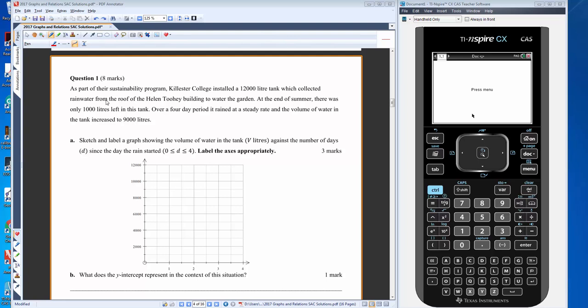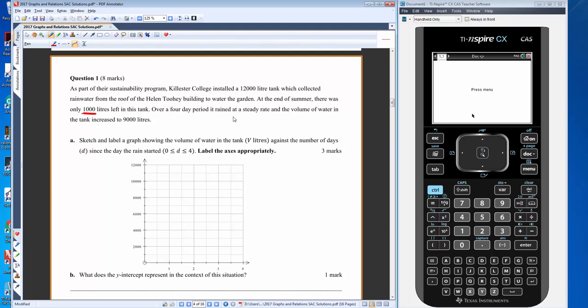So here's question 1. What we've got is a sustainability program at the college, and we've got this 12,000 litre tank which collected rainwater on the roof of the Helen Tui building to water the garden. At the end of the summer there was only 10,000 litres left in this tank. So this was a pretty important piece of information here.